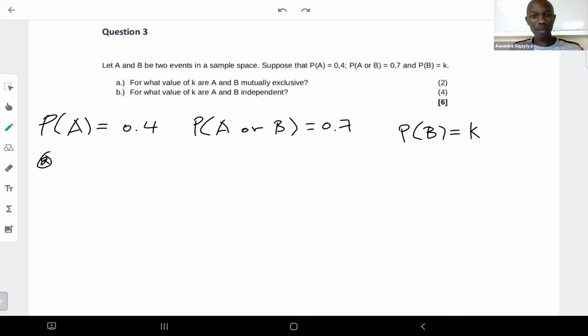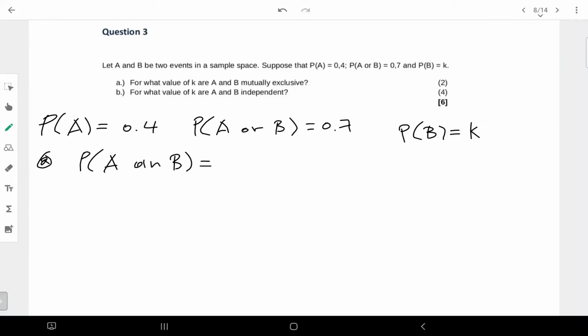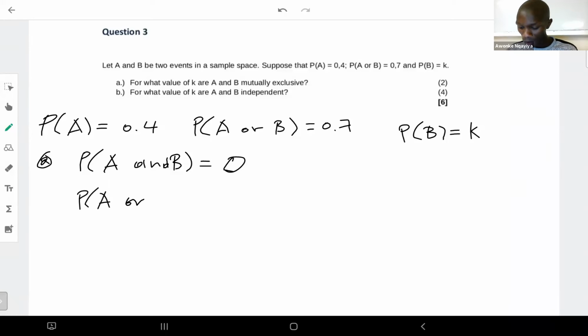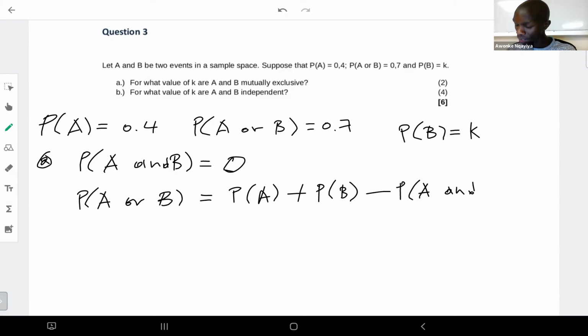What do we mean by event A and event B being mutually exclusive? Any guess? They can't happen at the same time. Yeah, they can't happen at the same time. So the probability of A and B has to be equal to what? 0. Yeah, it has to be equal to 0. So that is what we mean by mutually exclusive. Let us move forward and answer the question. Do you still remember the addition rule? Probability of A or B is equal to probability of A plus probability of B minus probability of A and B. So we are going to use that addition rule. What are we going to substitute for the first term?